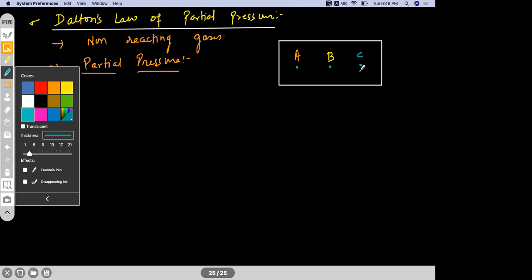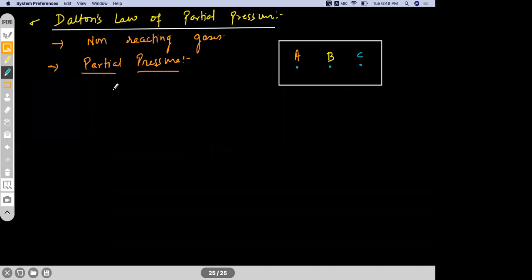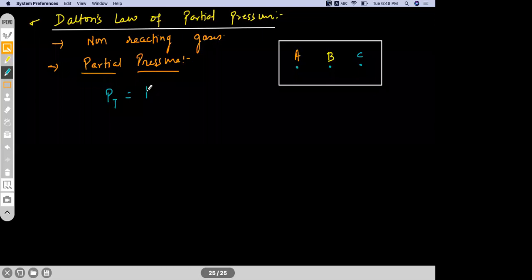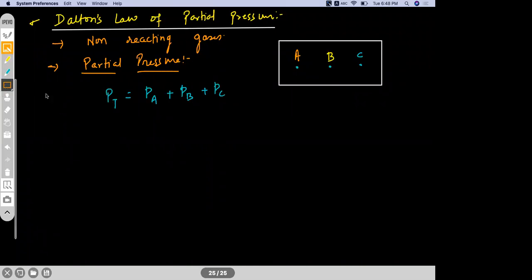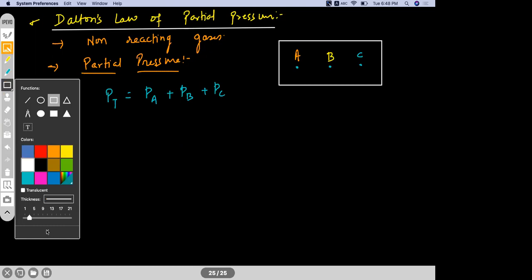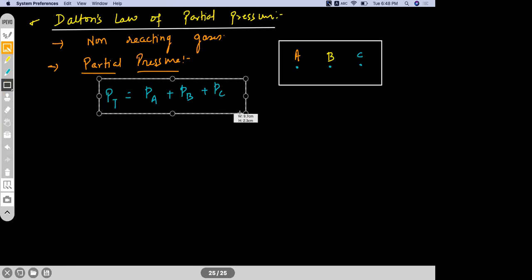Okay, so the total pressure, according to Dalton's law, PT, the total pressure is equal to the pressure exerted by A. This is called the partial pressure of A. The pressure exerted by B, partial pressure of B. Pressure exerted by C, that is the partial pressure of C. So this is Dalton's law statement. Total pressure is the sum of the partial pressures of the individual components. PT is equal to PA plus PB plus PC.